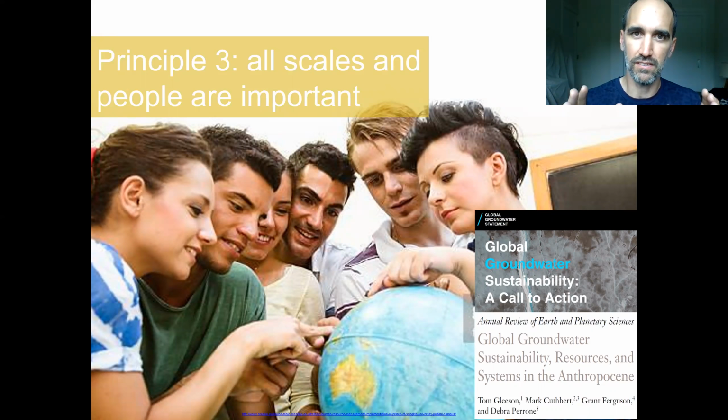We've knit these 3 principles into what was already described as the Global Groundwater Sustainability Statement. And they're further elaborated in a review paper that I'm highlighting here in the Annual Review of Earth and Planetary Sciences, which was just published earlier this year.